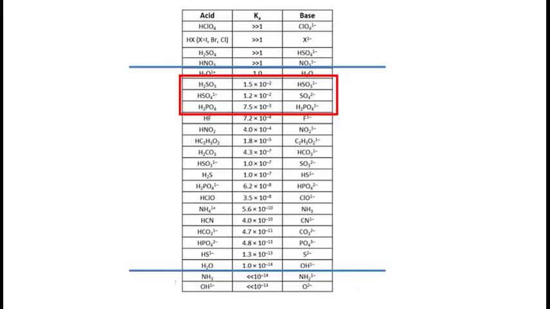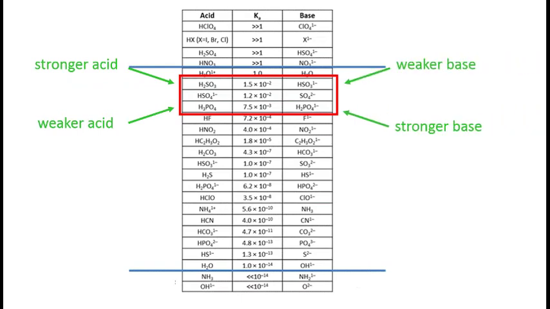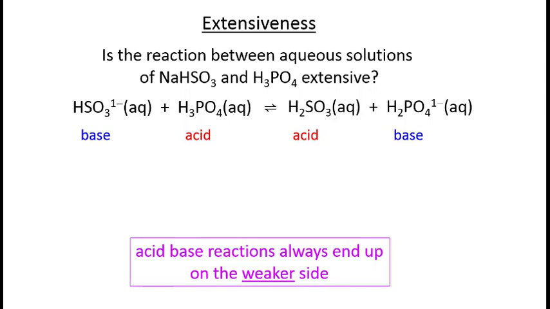Again, we've drawn a rectangle around the 4 components of this reaction. On the acid side, sulfurous acid is the stronger of the 2 acids. On the base side, dihydrogen phosphate ion is the stronger of the 2 bases. Now we go back to our reaction and put in this information. Between the 2 acids, we determined that the product acid is the stronger one. Between the bases, the product base is the stronger one.